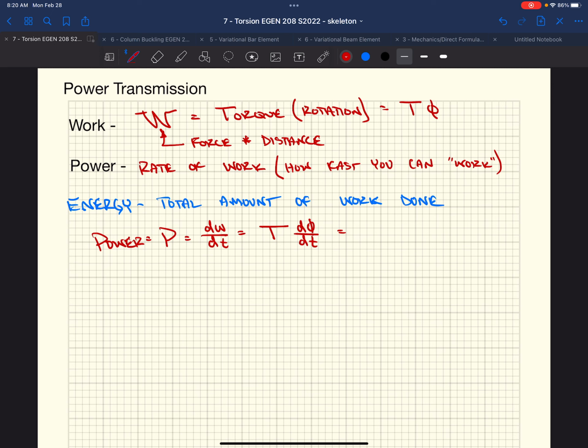Right, so power, P, is the change in work over time, right? dW dt, maybe we'll make this big D, big W, right? That would be, if you had a constant applied torque, how does your rotation angle change? Well, that's just the speed of rotation of the shaft, right? So T times omega. This is rotational speed.